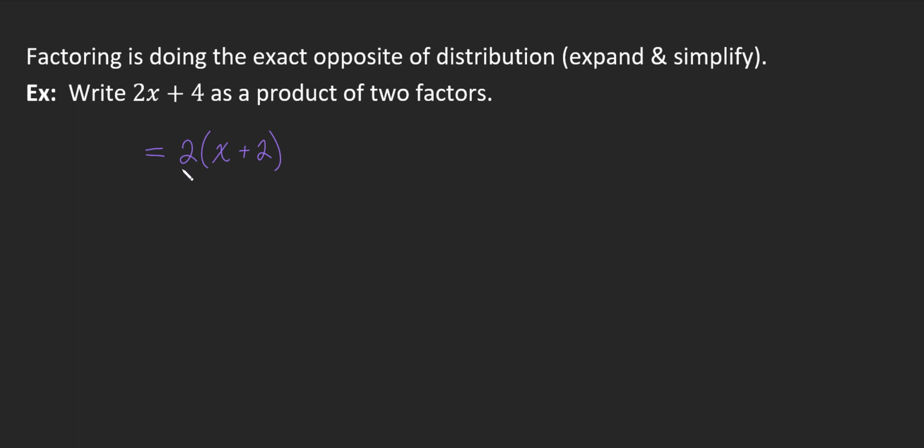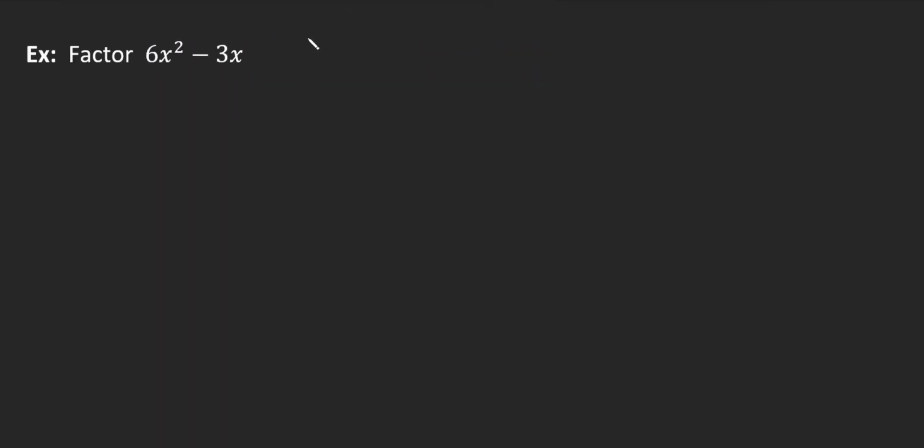And so this is the factorization of the original statement, 2x plus 4. Meanwhile, 2x plus 4 is the distributed or expanded version of 2 times x plus 2. So they go forward and backward, forward and backward. We can expand to get 2x plus 4 and factor to get 2 times x plus 2. So let's try it again. We're going to get progressively more complicated.